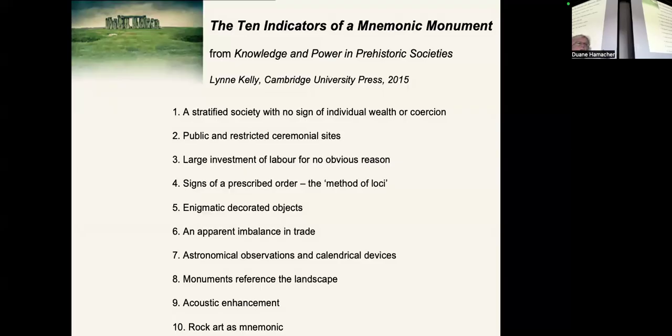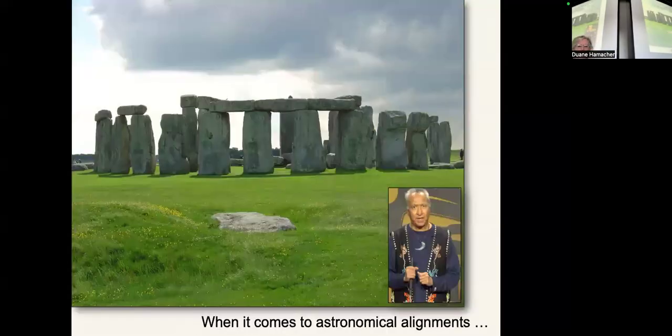Australian cultures are either sedentary or mobile, moving between known sites. In mobile cultures, the landscape was originally referenced with the songlines. As they settle, they must reference those landscapes, because they don't suddenly go from hunting, gathering, fishing, whatever, to farming. That knowledge must be brought in, so that monument will reference the landscape. Acoustic enhancement, because performance is so critical, and rock art as mnemonic, because rock art works that way.